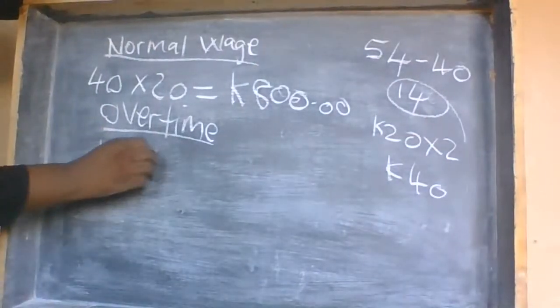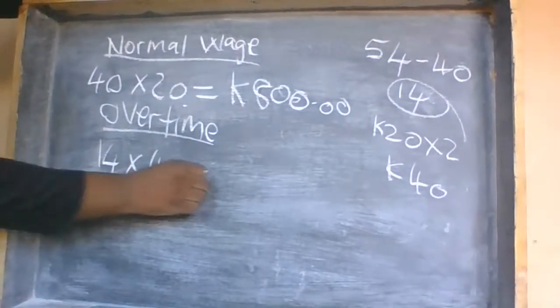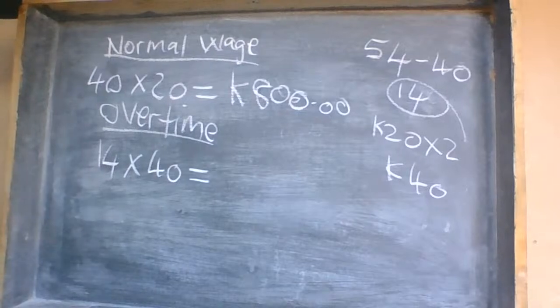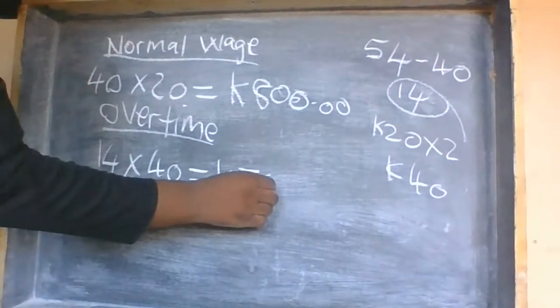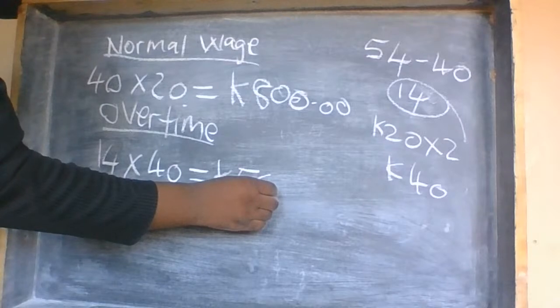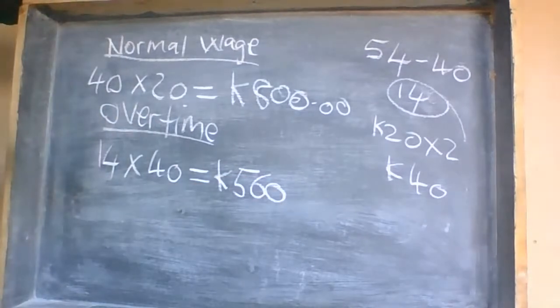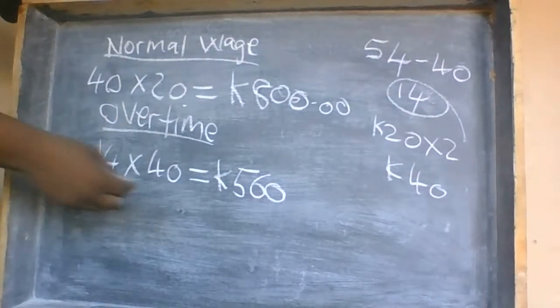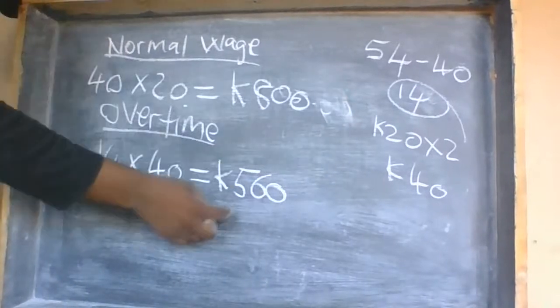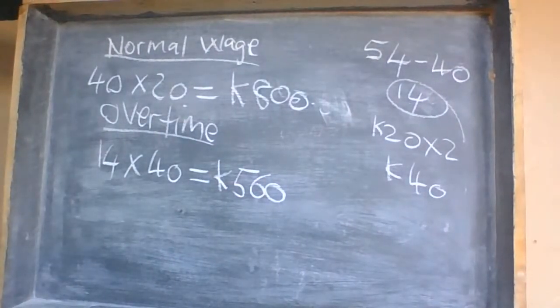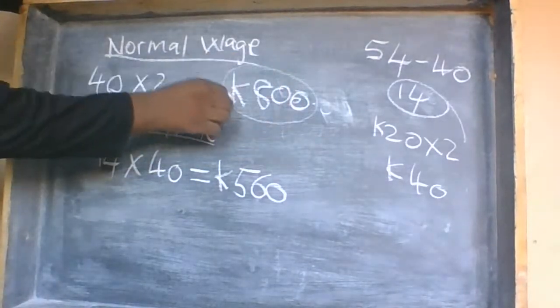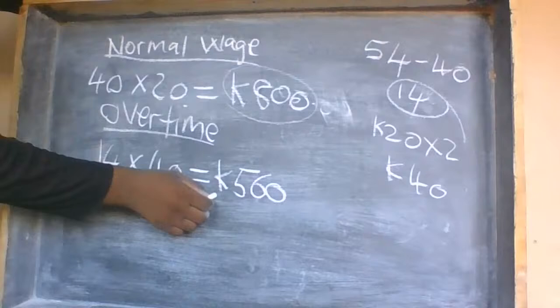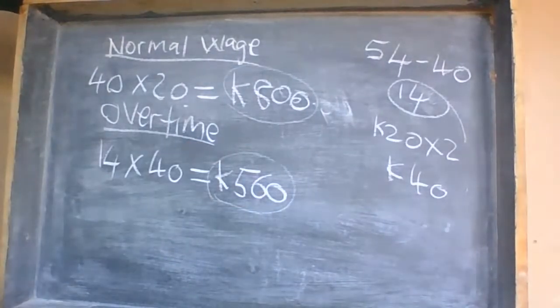So 14 times 40 is going to give us 560. So when we have this 560 here, now the question was saying find the total. The normal working hours gave us 800. The overtime gave us 560.